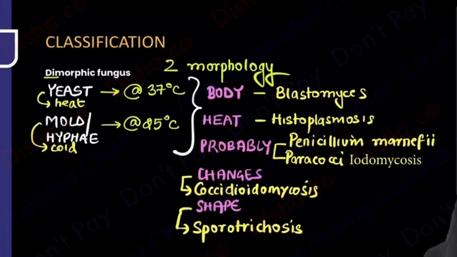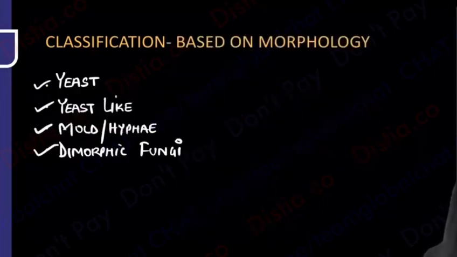So let's do a recap over here, guys. When I say body heat probably changes shape, B is going to be for blastomyces, H for histoplasmosis, P for two things, Penicillium marneffei and paracoccidioidomycosis, C for coccidioidomycosis, and S is going to be for sporotrichosis. Now, this is body heat probably changes shape, an easy to learn mnemonic because I'm talking about different temperatures. So the mnemonic goes hand in hand with it. Okay, coming all the way back, that finishes off the classification for us.